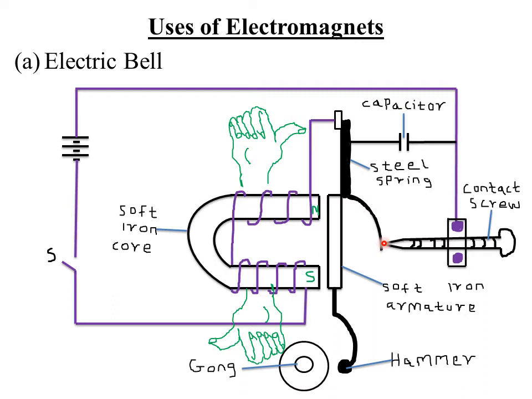So the contact is made again and the process is repeated. So we are saying that as long as our switch S is closed, the hammer will strike the gong repeatedly, making continuous ringing sounds. Then the steel spring and the screw contact, where the current is automatically switched on and off, constitutes a make and break mechanism. The frequency at which the make and break takes place is controlled by the screw.